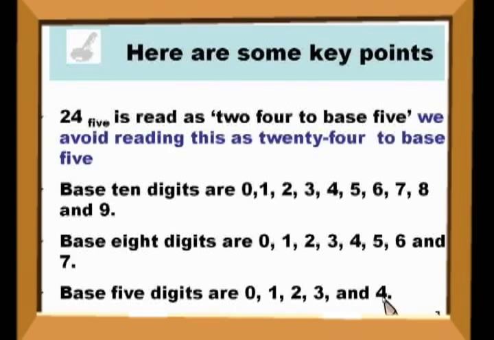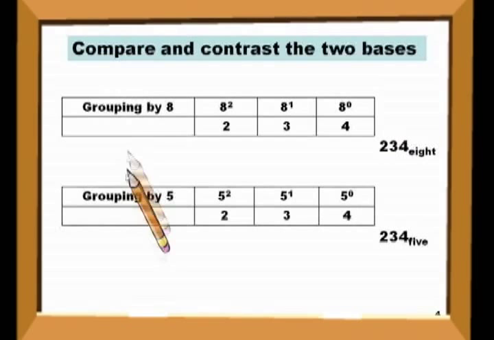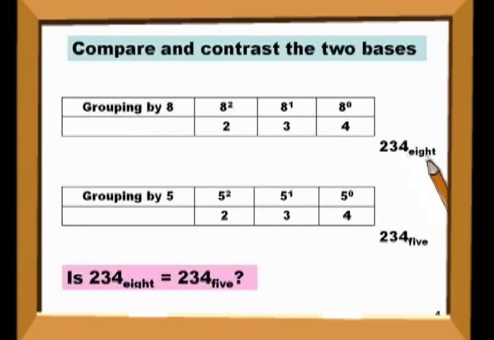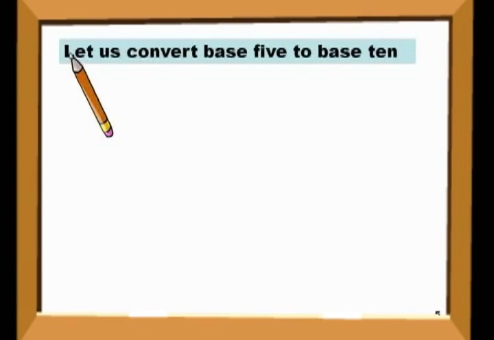Now let us compare and contrast the two bases. We're grouping by 8 and we're grouping by 5. We have 234 to the base 8, and we have 234 to the base 5. Is 234 base 8 equal to 234 base 5? Think of it. Let us convert base 5 to base 10.